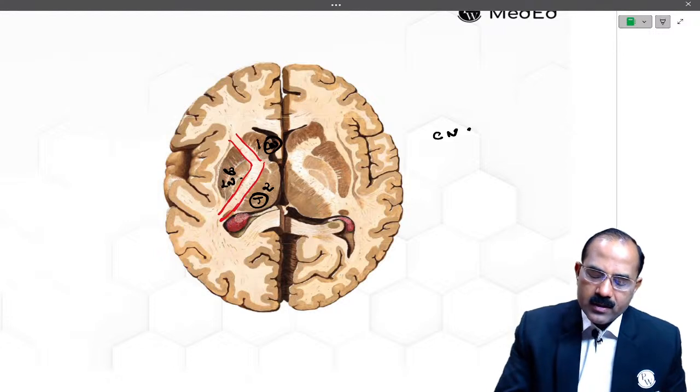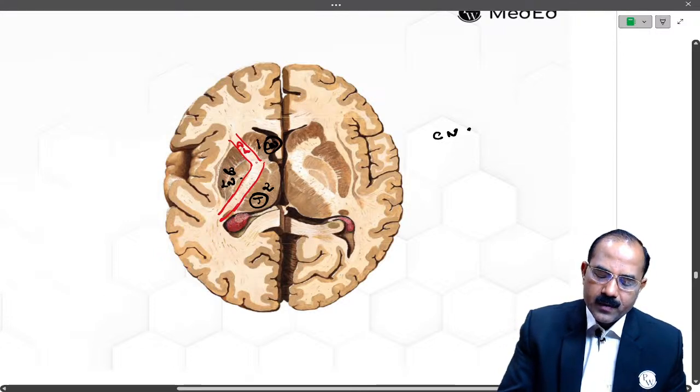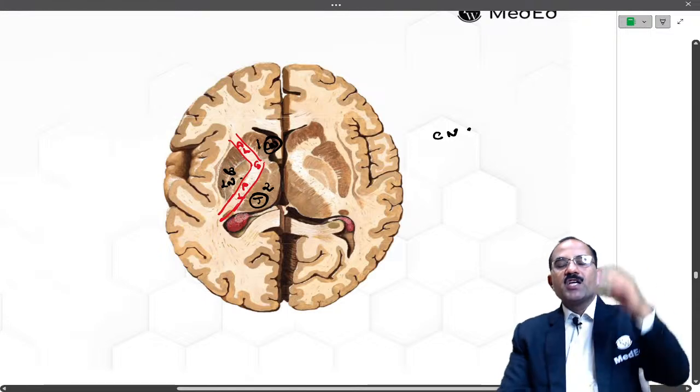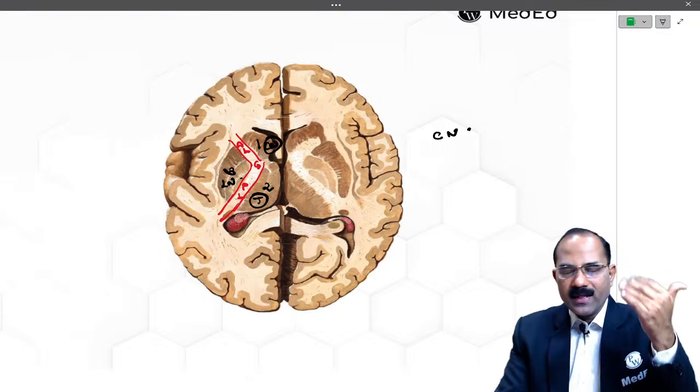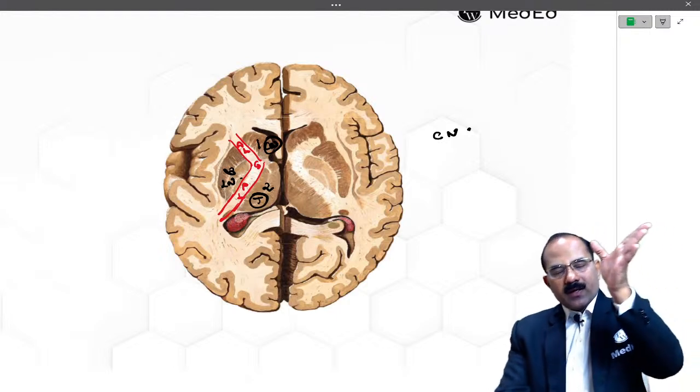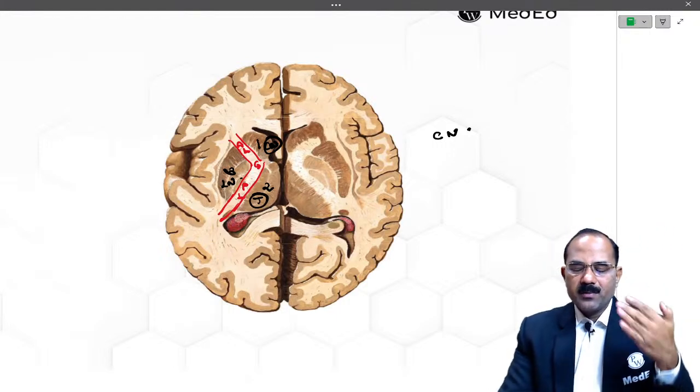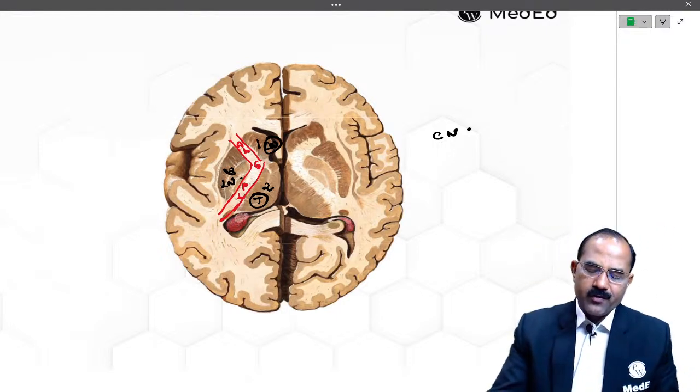What do we call this? Anterior limb. That's the genu. That's the posterior limb. So anterior limb lies between what and what? It lies between the caudate nucleus and the lentiform nucleus. The genu is a bend. The posterior limb lies between the thalamus and the lentiform nucleus.